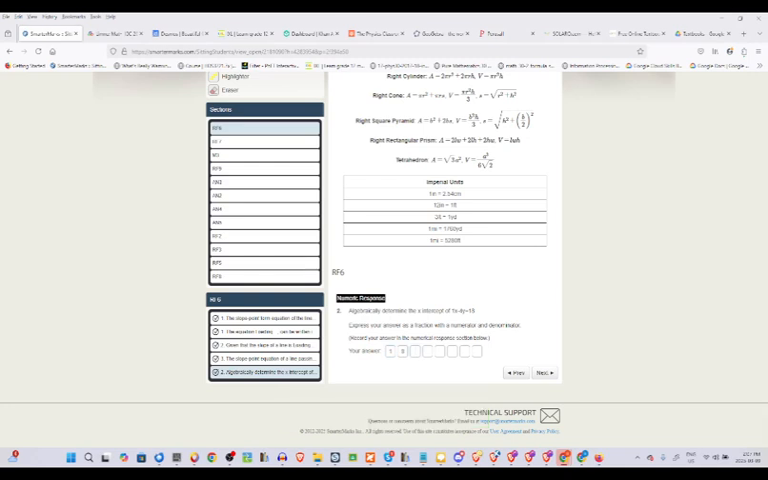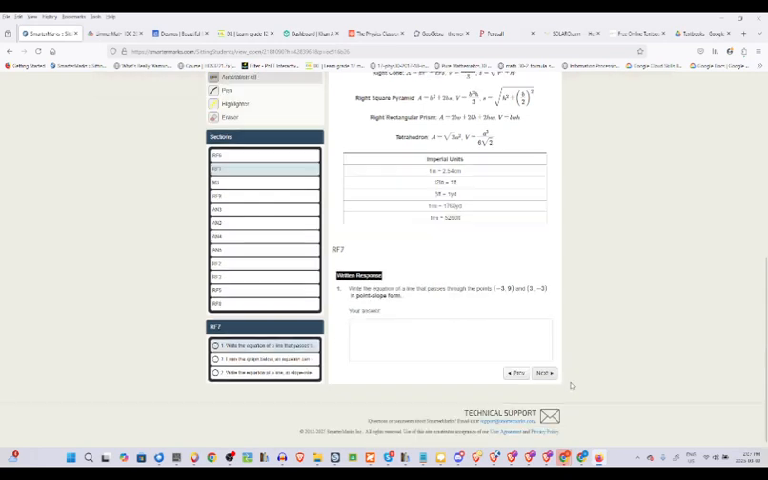To find our x-intercept, we always let y equal 0. To find our y-intercept, we always let x equal 0. That's just the way it works. Answer key agrees. So far, so good.